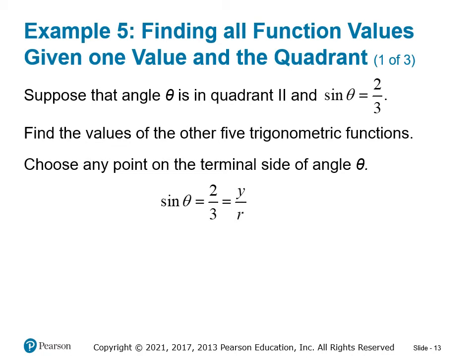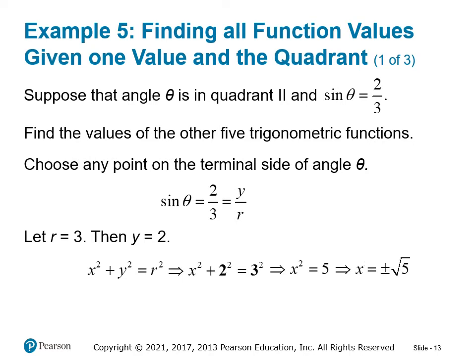We know that sine theta is equal to y over r, so we already have the values of y and r. Y equals 2 and r equals 3. If we let r equal 3 and y equal 2, as we saw in that, then we can calculate what x equals by using the Pythagorean theorem. X squared plus y squared equals r squared. And so we get x squared plus 2 squared equals 3 squared, x squared equals 5. And so x equals plus or minus the square root of 5.